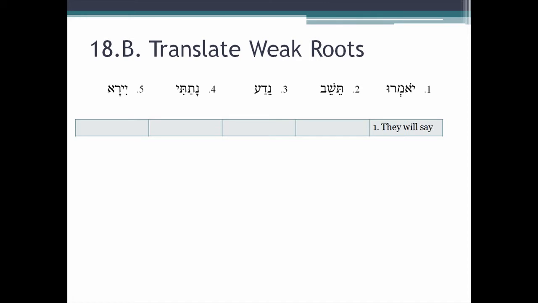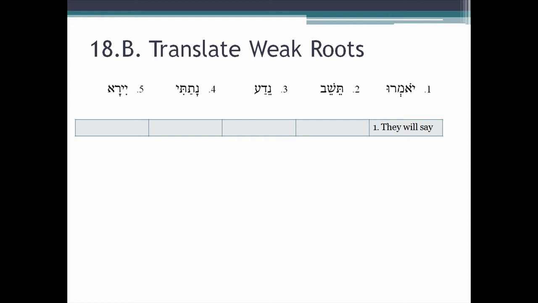Number 2, teshev. Do we have a prefix? Is the tav here a prefix? Yes, it is. How do we know? We know it because of the tsere. That tells us we have a first yod lemma, which means the lemma is yashav, again, to sit or to dwell or to live.